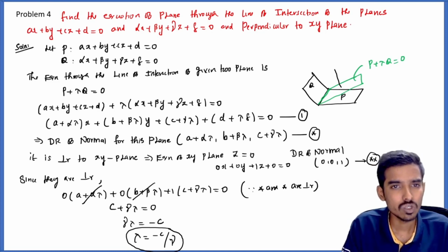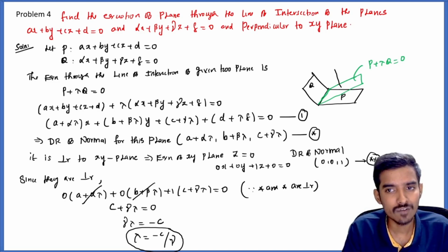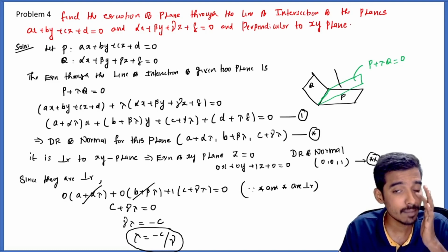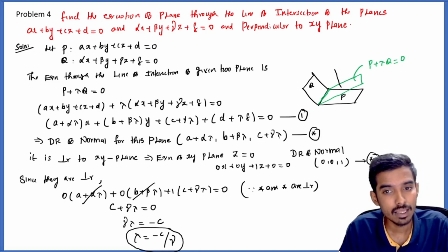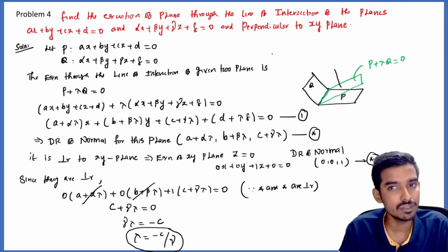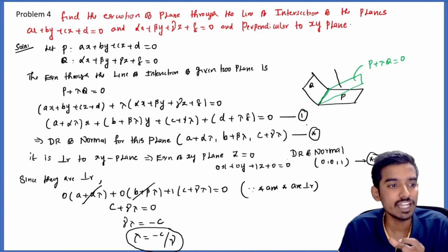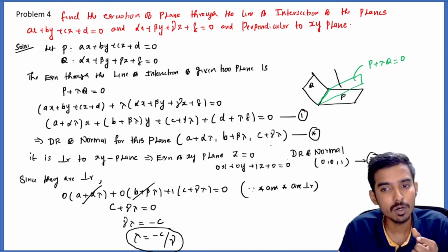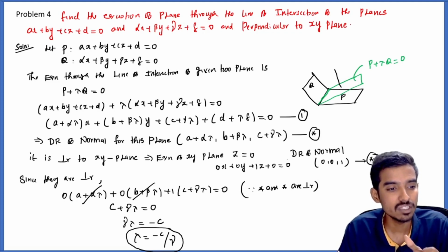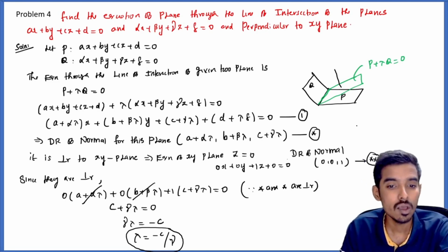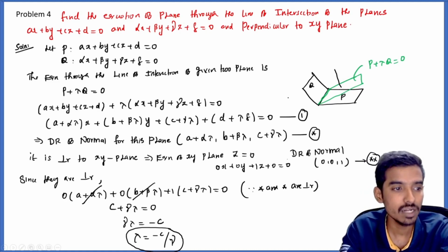Very simple. You just find the direction ratio of the normal for P plus lambda Q. It turns out to be A plus alpha lambda, B plus beta lambda, C plus gamma lambda, and it is perpendicular to the xy plane. For the xy plane, the equation is z is equal to 0, and the direction ratio of normal is 0, 0, 1. Since they are perpendicular, a1a2 plus b1b2 plus c1c2 is 0. So we have got lambda equal to minus c by gamma. Substitute in equation number 1, and you can get the answer.